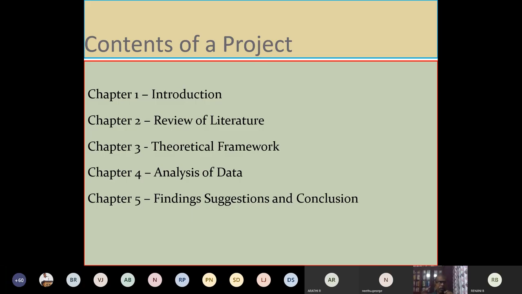This is the fundamental classification, or chapterization, of a project at PG level. But when you go to an MPhil level project or PhD level project, you may see there may be more number of chapters, but the contents will be the same. Contents will be the same, but there may be more number of chapters. I would like to explain exactly.